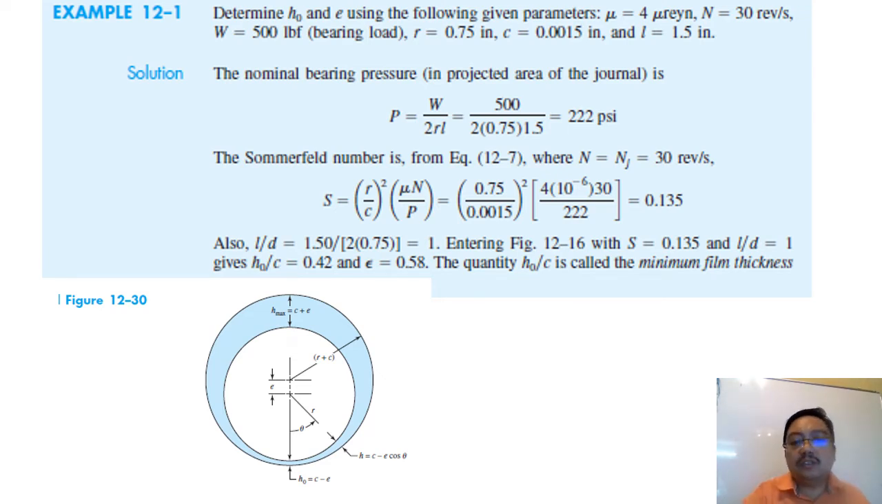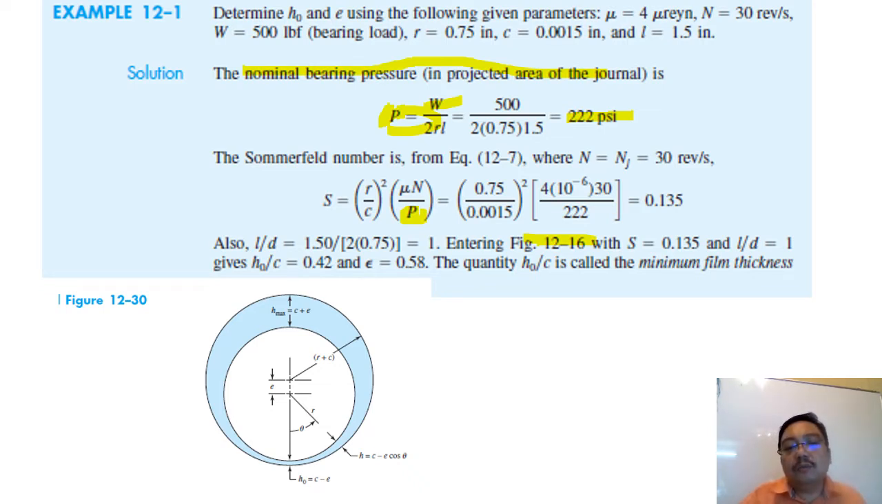So, the solution involves using Figure 12.16. Before doing that, you must know the nominal pressure, because you want to put this value P into the Sommerfeld number equation. So what is P? P is the nominal pressure, load over 2RL. From the equation you will get 222 psi. And the load is the weight of the shaft.